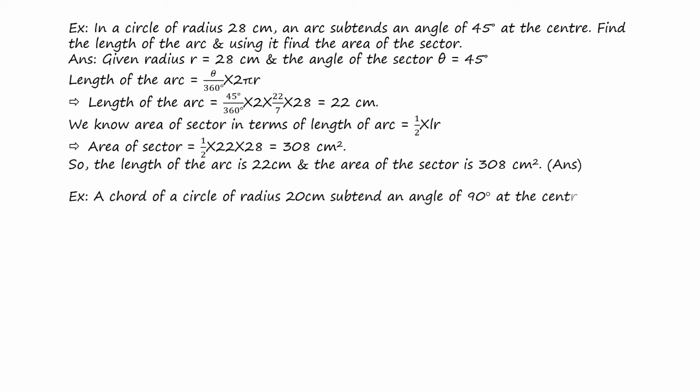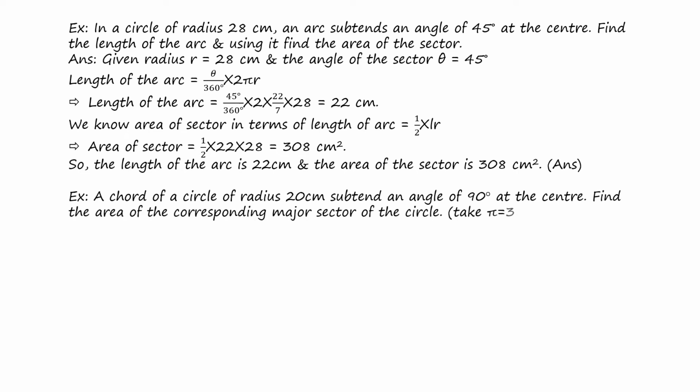A chord of a circle of radius 20 centimeter subtends an angle of 90 degree at the center. Find the area of the corresponding major sector of the circle.